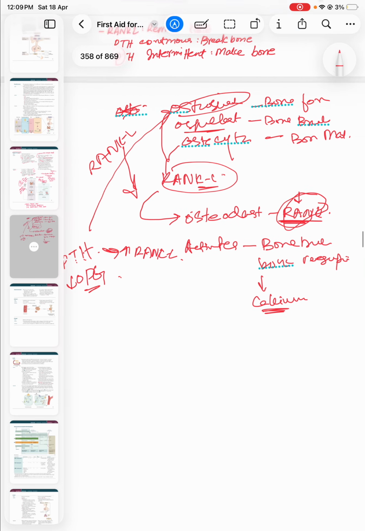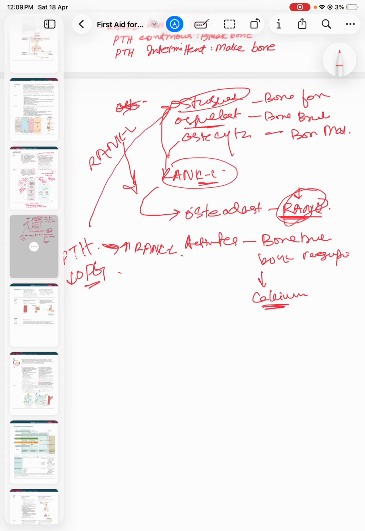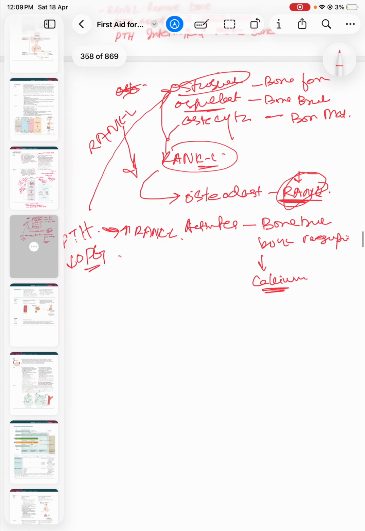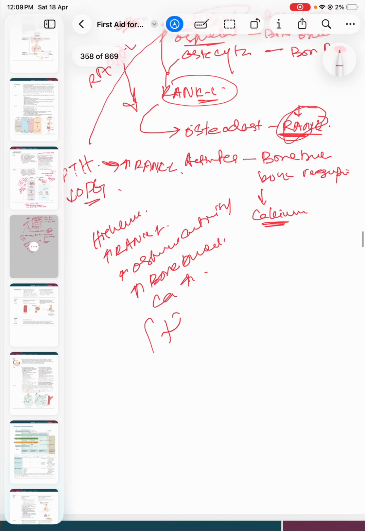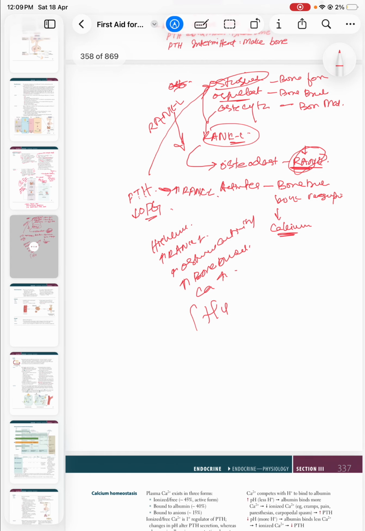So this is continuous versus intermittent PTH. Whenever continuous PTH occurs, high levels of PTH are there. So as a result, RANKL increases, osteoclast activity increases, and if the osteoclast activity increases, then it increases bone breakdown and calcium in blood is increased. This whole phenomenon is seen in hyperparathyroidism.